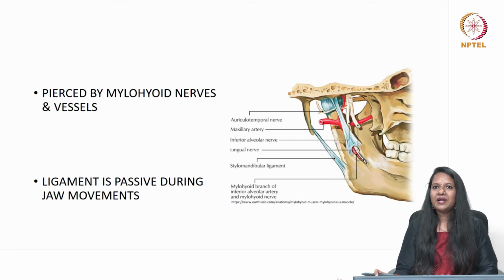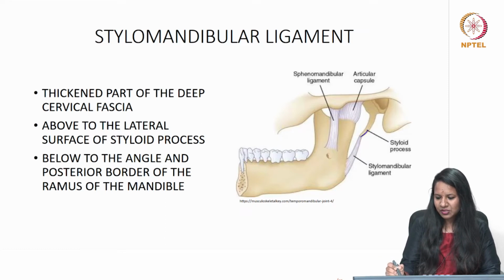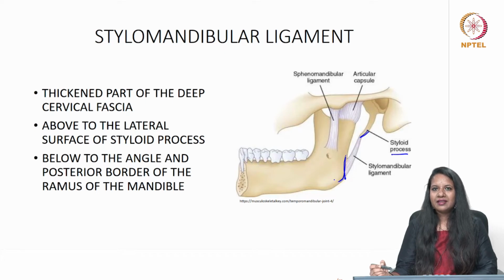It is pierced by mylohyoid nerves and muscles, and it is very passive during jaw movements, hence it is called an accessory ligament. Then comes the stylomandibular ligament. Again go to the name, that tells you where it is originated and where it is inserted. So it is originated on the lateral surface of the styloid process and it is inserted to the posterior border of the ramus of the mandible. Okay, and it is nothing but the thickened part of the deep cervical fascia.